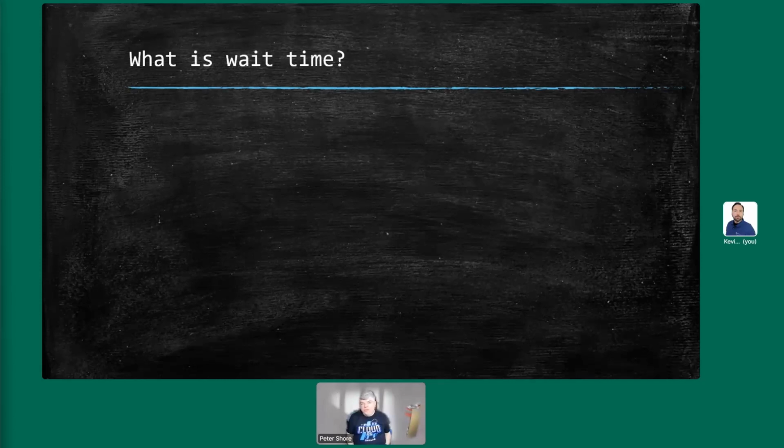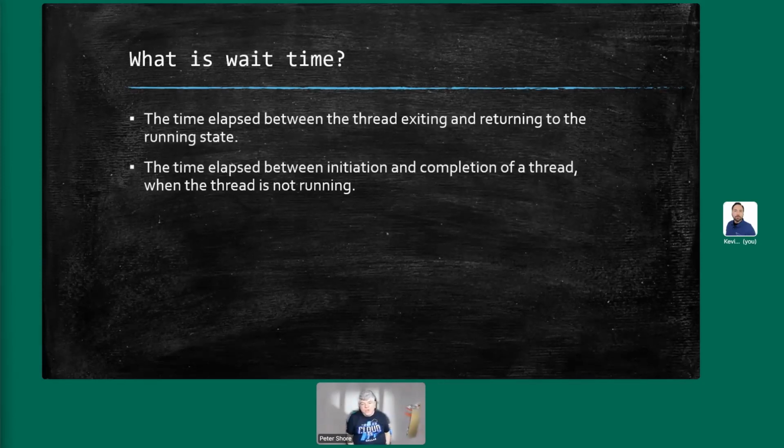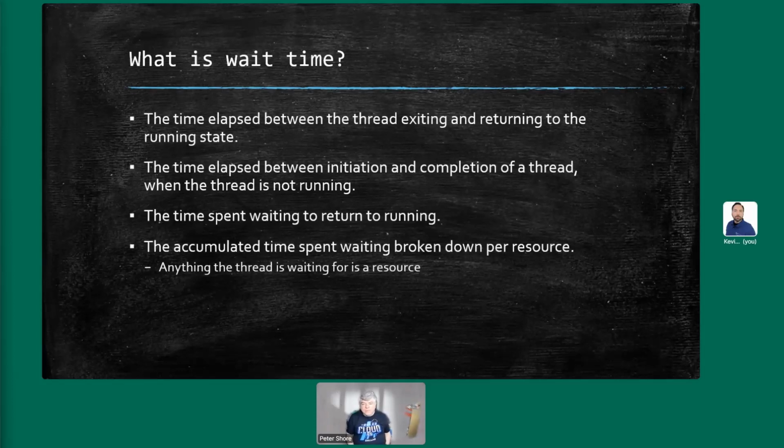So what is wait time? Well, all these definitions are various ways that we can describe wait time. And in the end, I like the last definition: the accumulated time spent waiting, broken down per resource. And that broken down per resource part really helps from a troubleshooting perspective. And just to note, anything that a thread is waiting for is a resource.